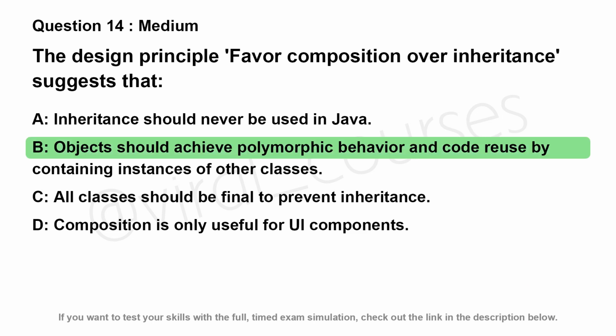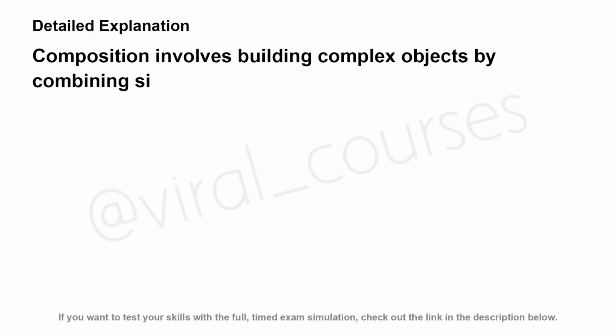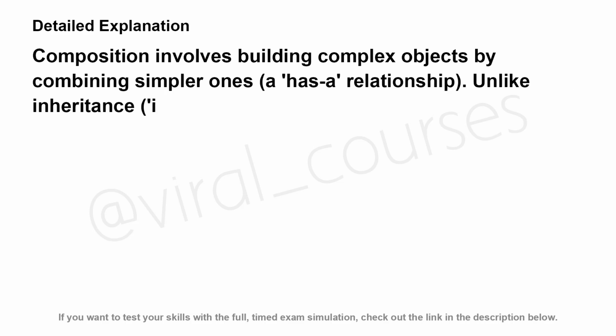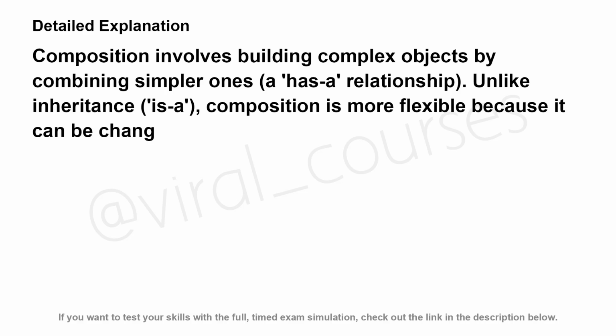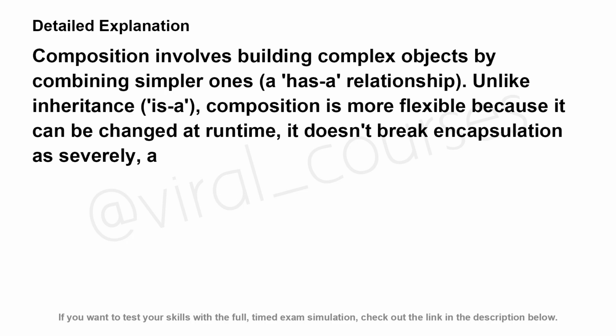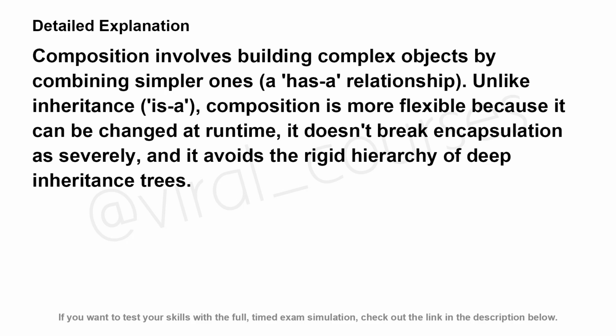The correct answer is B. Composition involves building complex objects by combining simpler ones. A "has-a" relationship, unlike inheritance. Composition is more flexible because it can be changed at runtime. It doesn't break encapsulation as severely. And it avoids the rigid hierarchy of deep inheritance trees.